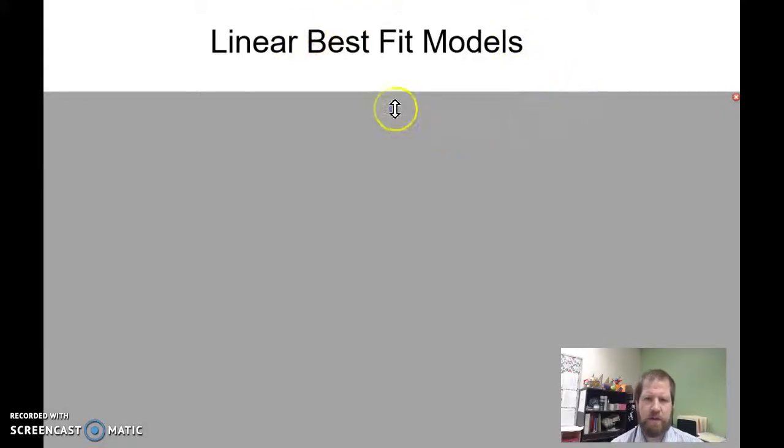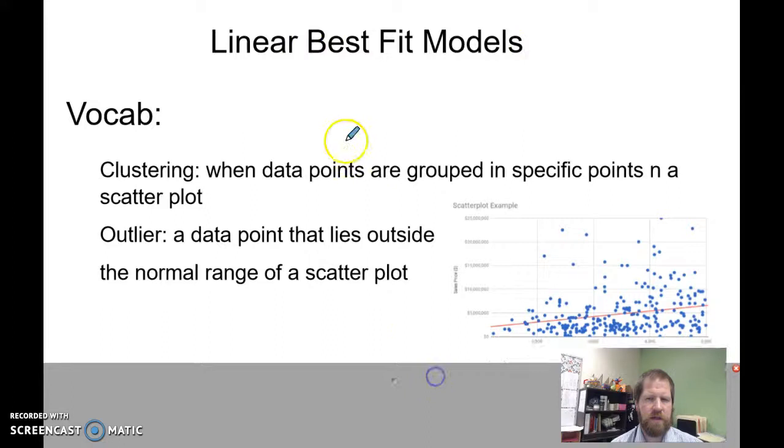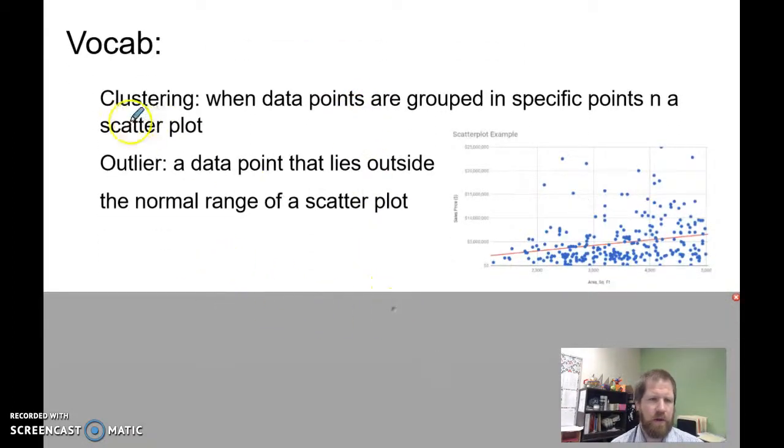Linear best fit models. Alright, so we've got two new vocabulary terms. We have clustering, and that is when data points are grouped really tightly in a specific place on a scatter plot. Right, so if this was the scatter plot I was looking at, and I was looking for clustering, I would say, oh, this looks like a cluster right there, maybe right there, okay, down here. All those places where the points are really packed tightly together. That's going to be clustering.